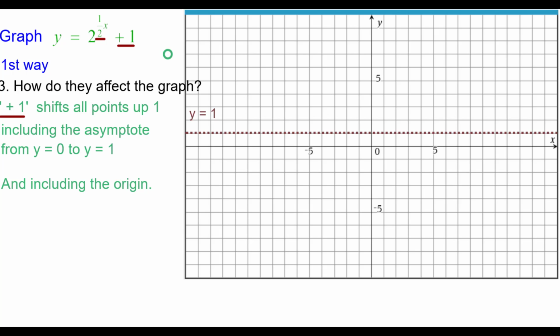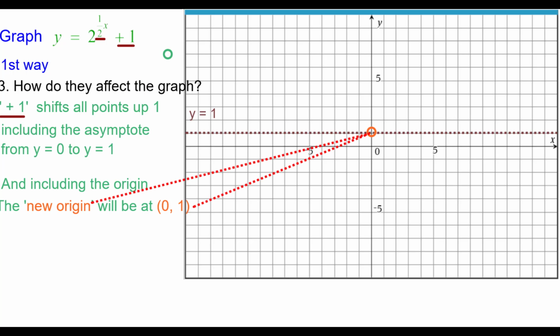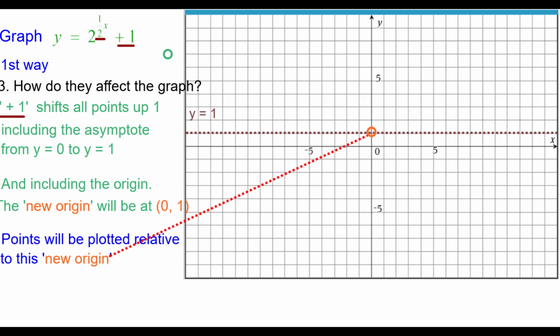Also, the origin is going to be affected by that plus 1. The new origin, in fact, well, this does not affect the x coordinate, so it's going to be at 0, and then everything is going up 1, so 0, 1. And all points will be plotted relative to this so-called new origin.